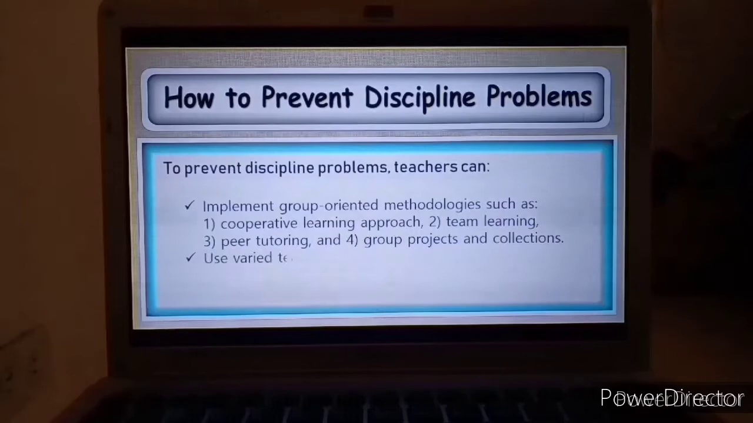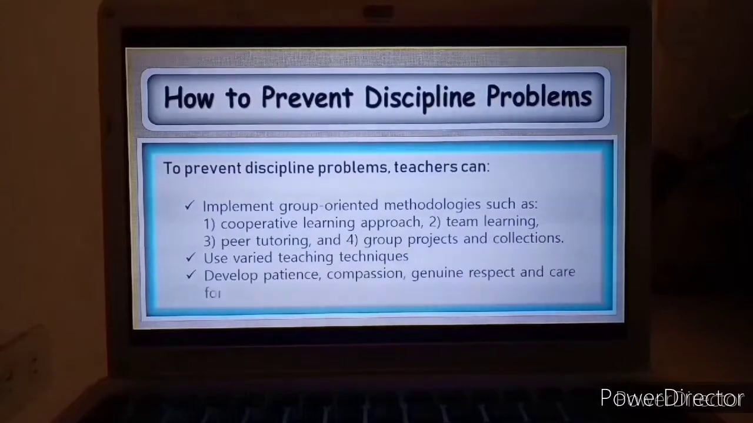Second is use varied teaching techniques. This means we have to cultivate the lessons in a manner of instruction that successfully challenges every student to participate in discussion. Third is develop patience, compassion, genuine respect, and care for the students. So we need to foster this kind of treatment to the students in order for them to feel cared and loved.